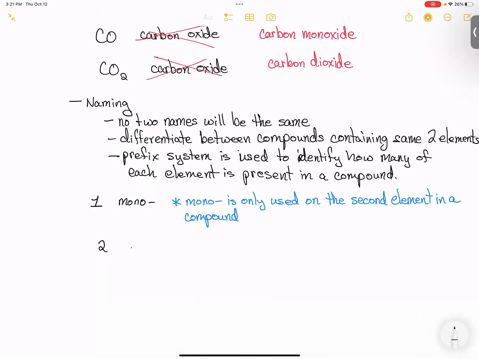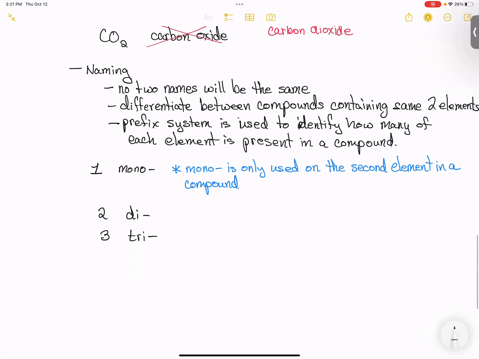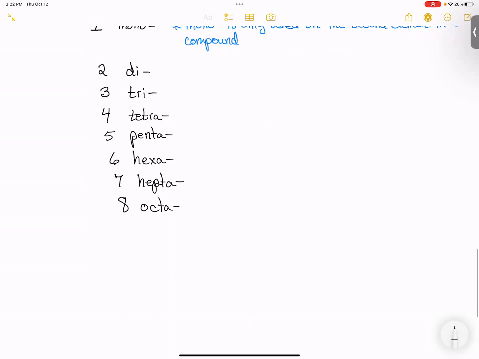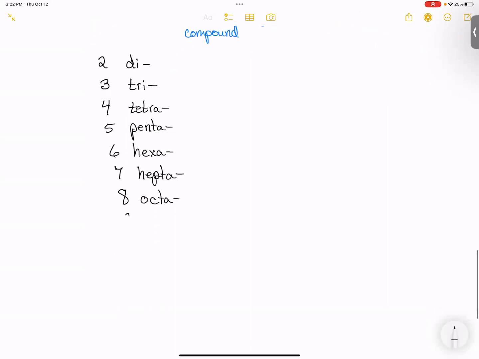The prefix for two is di. The prefix for three is tri. The prefix for four is tetra. The prefix for five. This is where we get into the same prefix system now as we were using for our alkanes. The prefix for five is penta, six, hexa, 7 is hepta, 8 is octa, 9 is nona, 10 is deca.